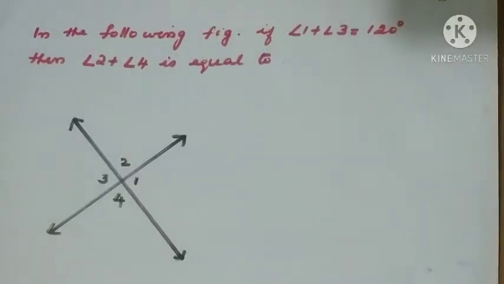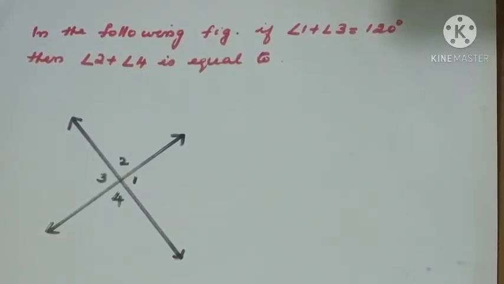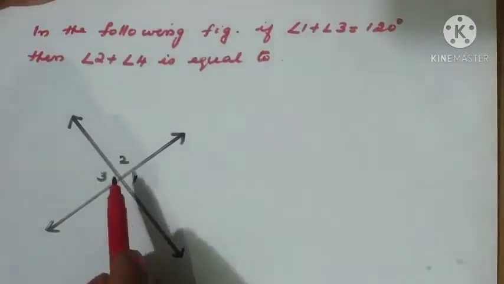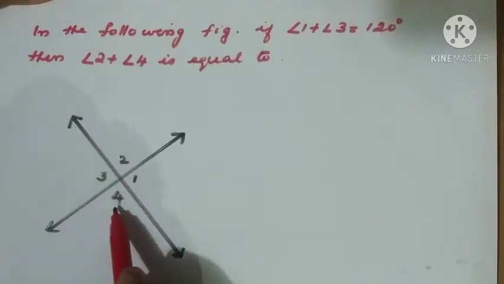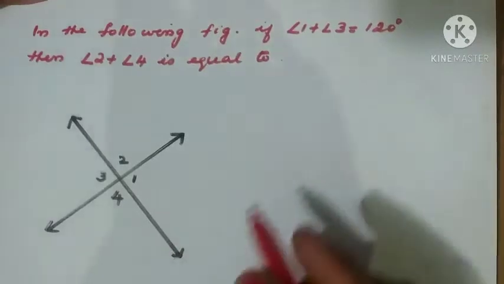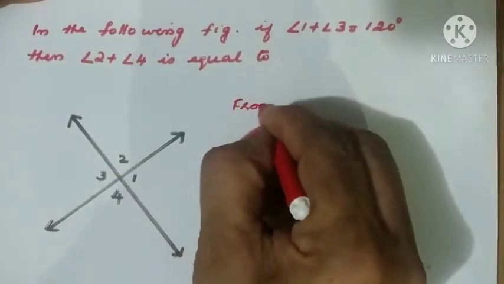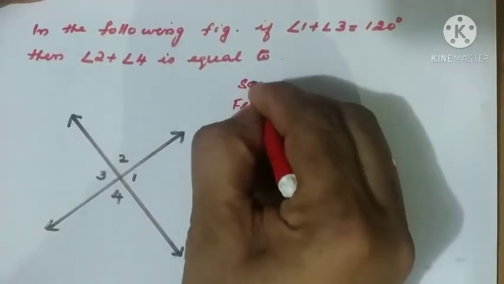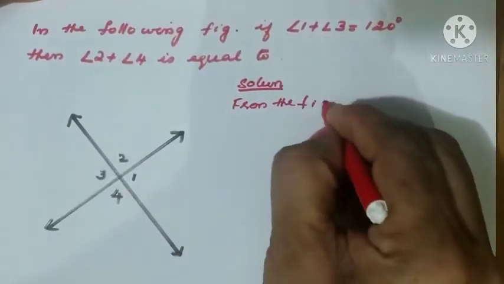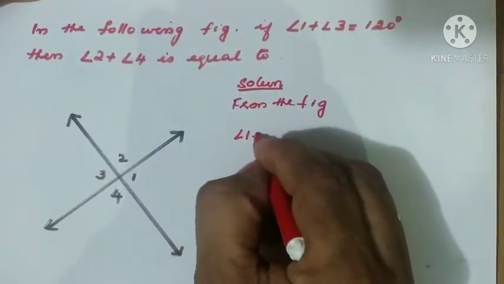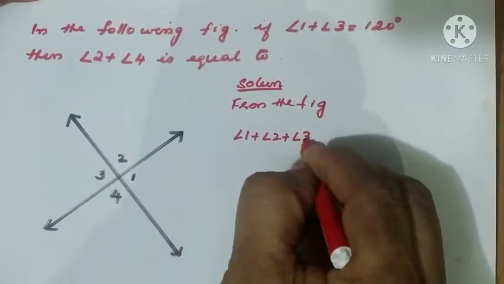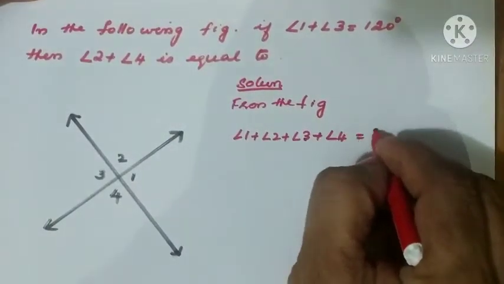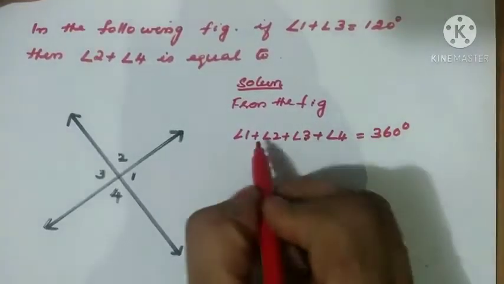In the following figure, if angle 1 plus angle 3 equal to 120 degree, then what is angle 2 plus angle 4 equal to? See, when we are taking these two lines intersect property, at the center whatever angles are formed, that sum is equal to 360 degree. That means from the figure we can write that angle 1 plus angle 2 plus angle 3 plus angle 4 equal to 360 degree.